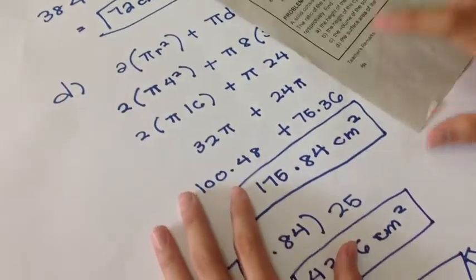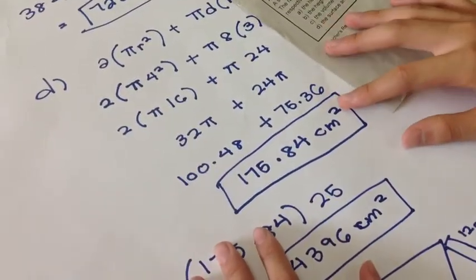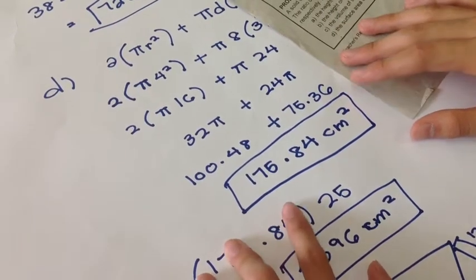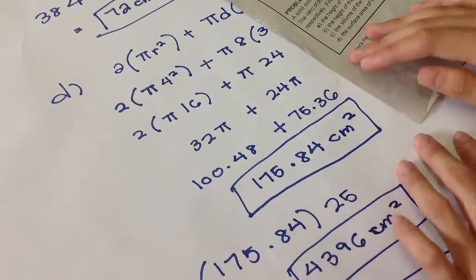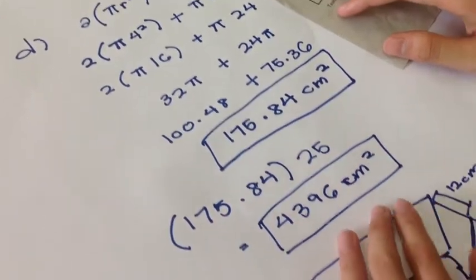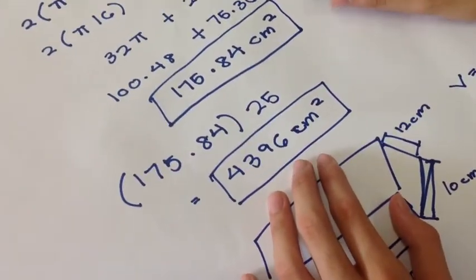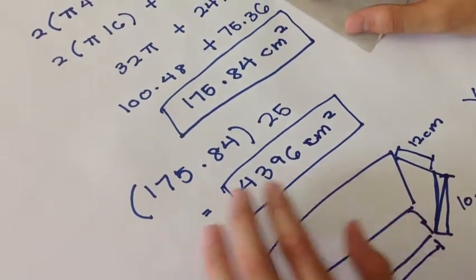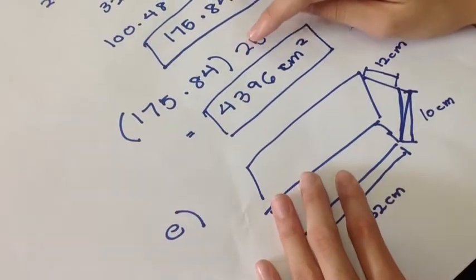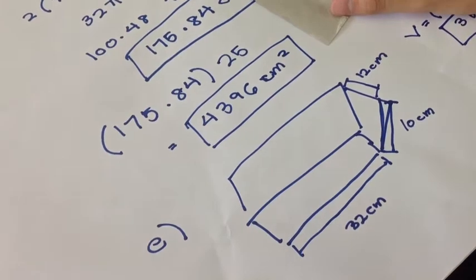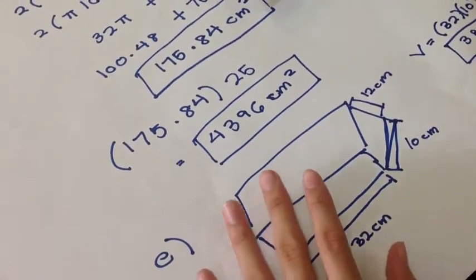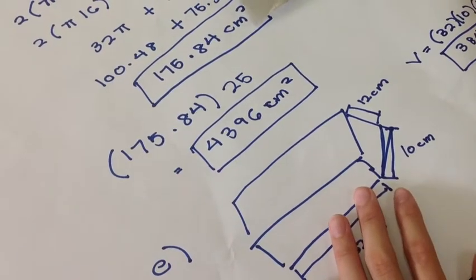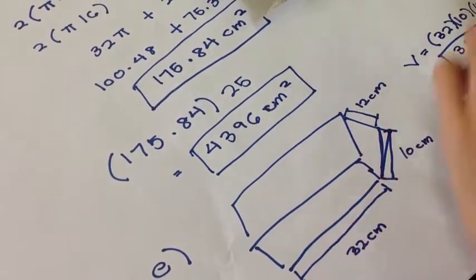So the final answer for the surface area of our mooncake is 175.84 cm squared. We multiply that by 25 to get the total surface area for all mooncakes, and that would be 4,396 cm squared. And that would be our final answer, because we would need 4,396 cm squared of wrapping material.